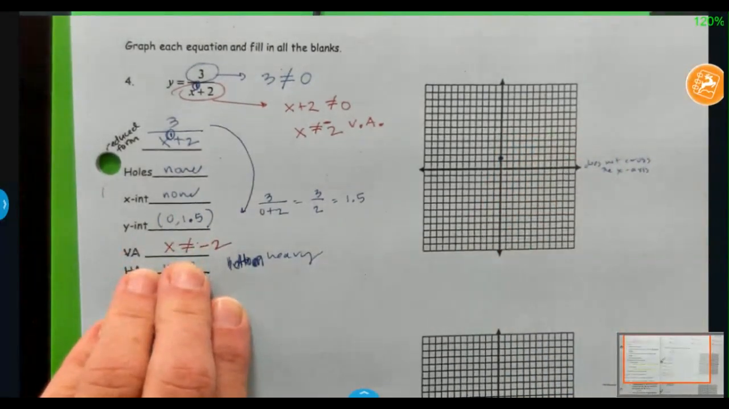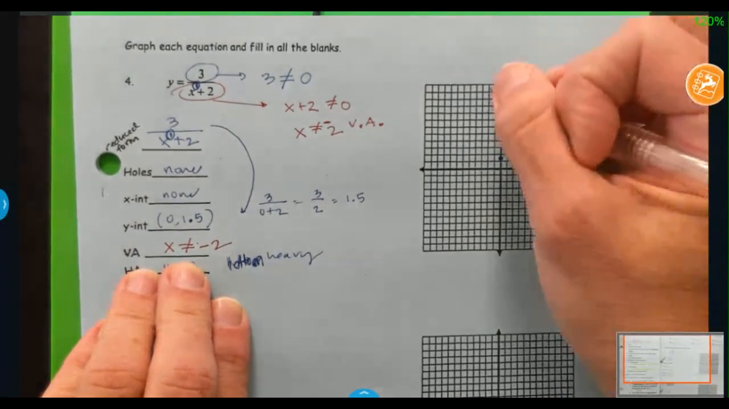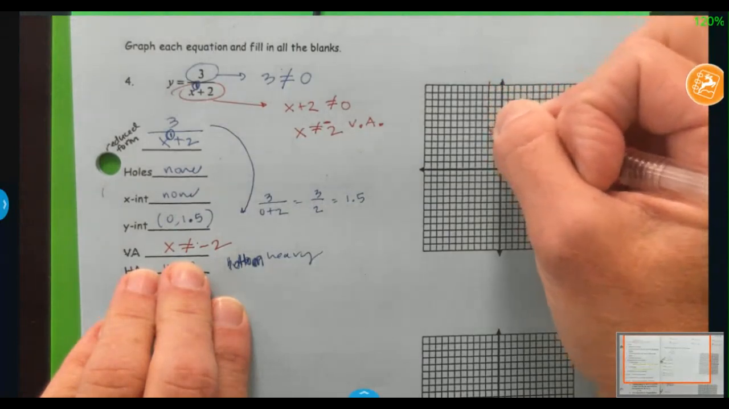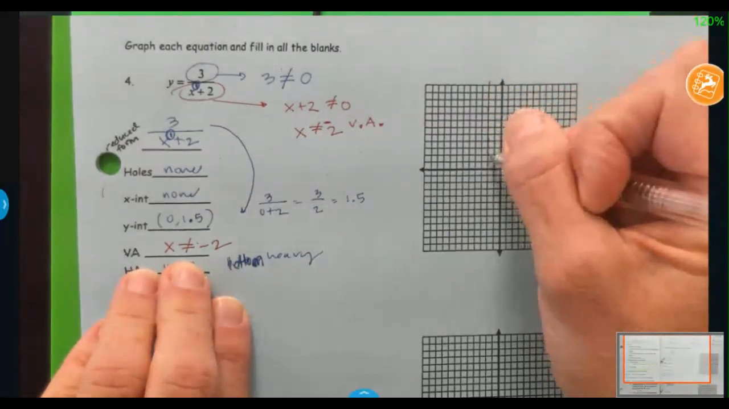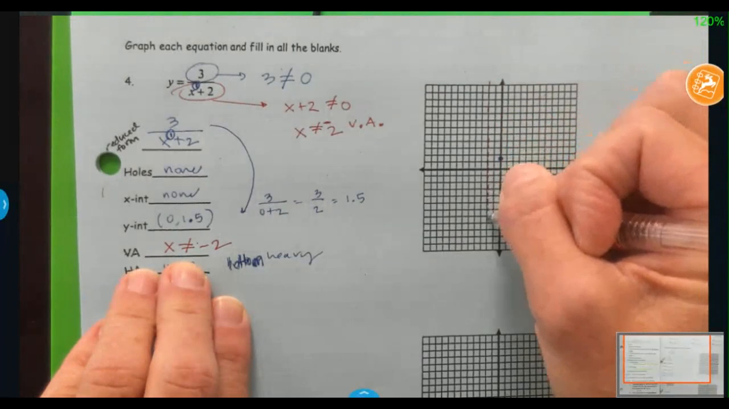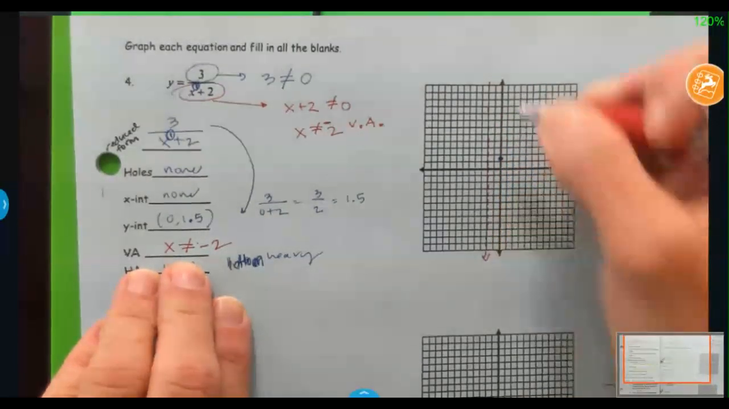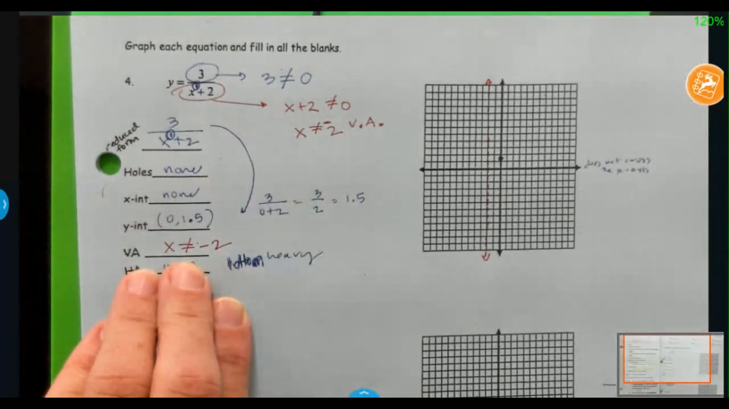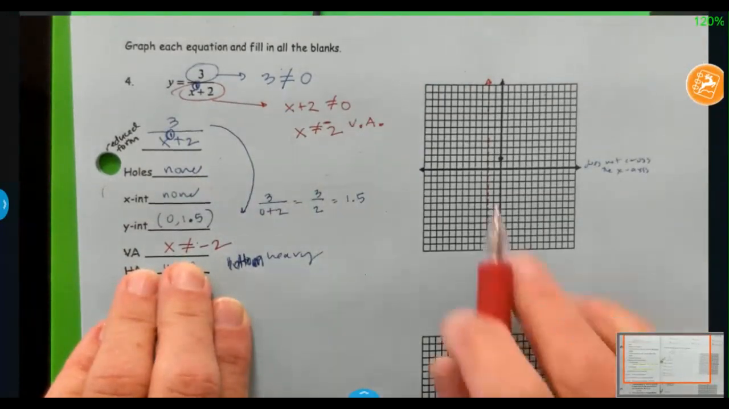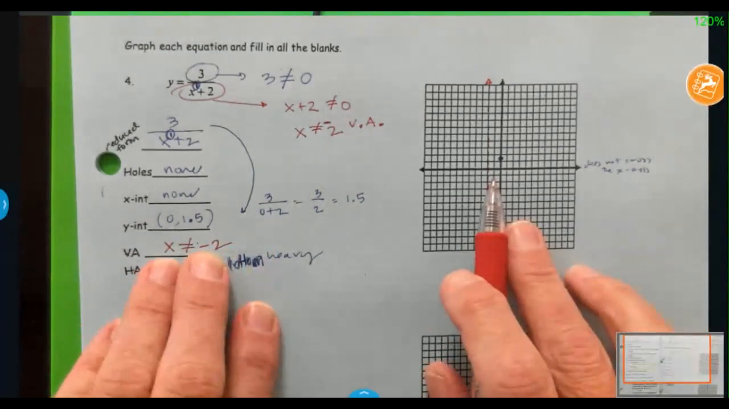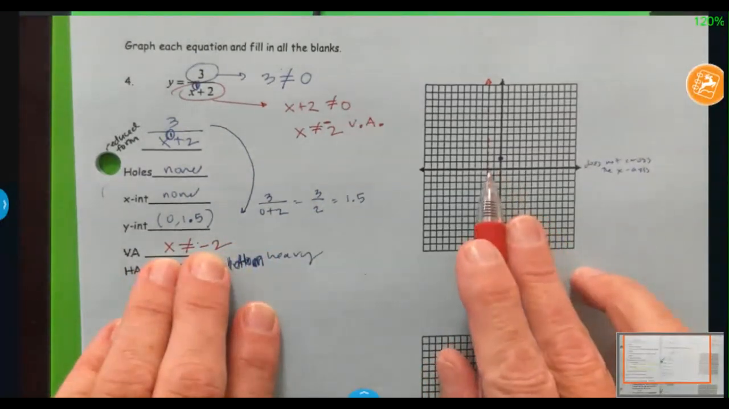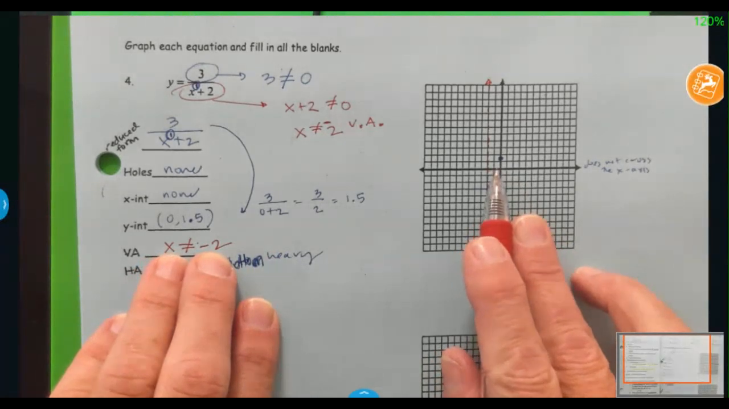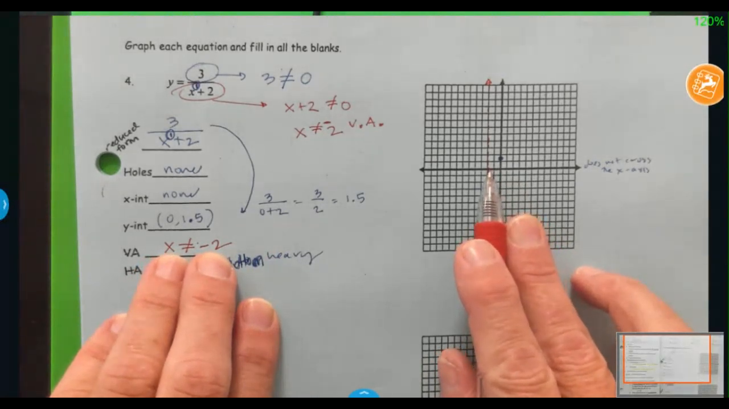We have a vertical asymptote at -2. Remember your lines, vertical and horizontal. This is a vertical line. Now, you want to make it a dotted line because it's not part of your graph. It's just going to tell you we're going to get some shape out of it. Where do we put that one? -2. X cannot equal -2. So go to -2 on the x-axis, because x cannot be -2, and make a vertical line.